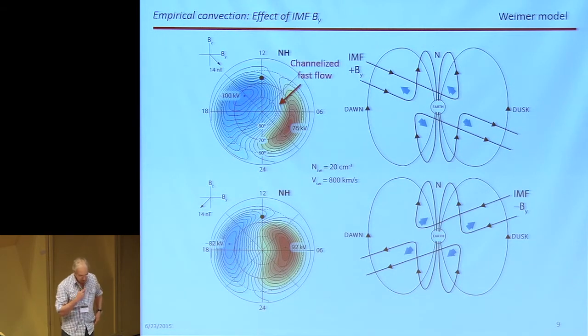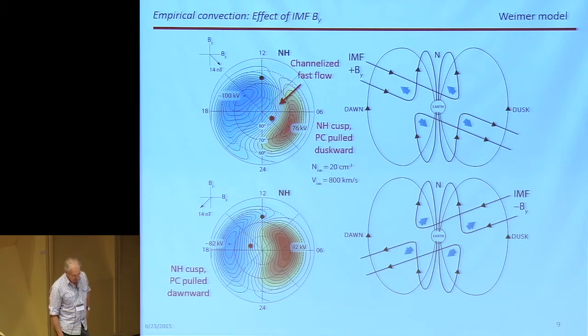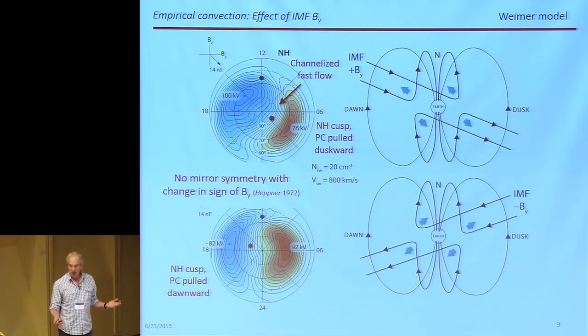And some noteworthy features here. There's a very channelized flow here, which has been observed by Sandholt and others when you have strong IMF-BY. Notice that the contours are much closer together here. The flows are much faster in that region. The northern hemispheric cusp and polar cap are pulled duskward. For the other direction of IMF-BY, they go dawnward, and there's not a mirror symmetry here. You'd kind of expect, if that Dungey cycle were really exactly how things are, when you flip the direction of IMF-BY, things ought to just be mirror symmetric, but they're not.